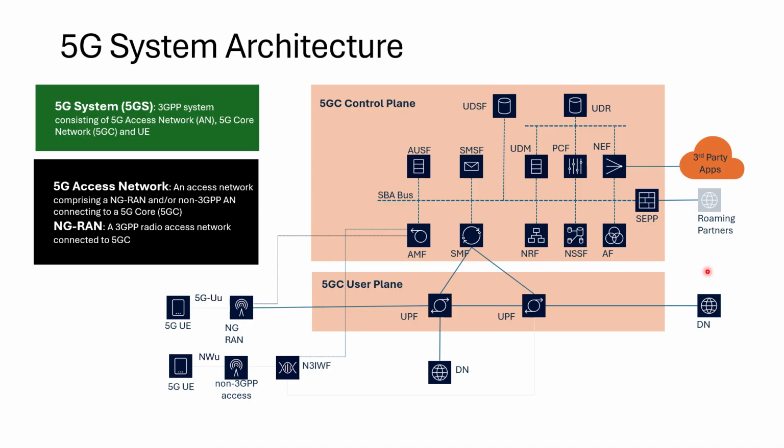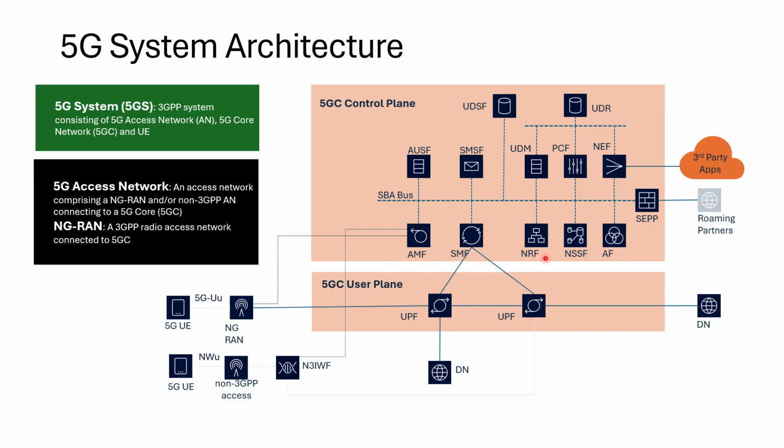Now we have the service-based architecture as well. You can see that dashed line, which is labeled as the SBA bus. In 5G, we have moved away from point-to-point telecom protocols like Diameter or GTP-C for control plane signaling. Here we are using the service-based architecture, and these network functions are essentially microservices that communicate over an HTTP or RESTful API bus. They act as service producers and service consumers.